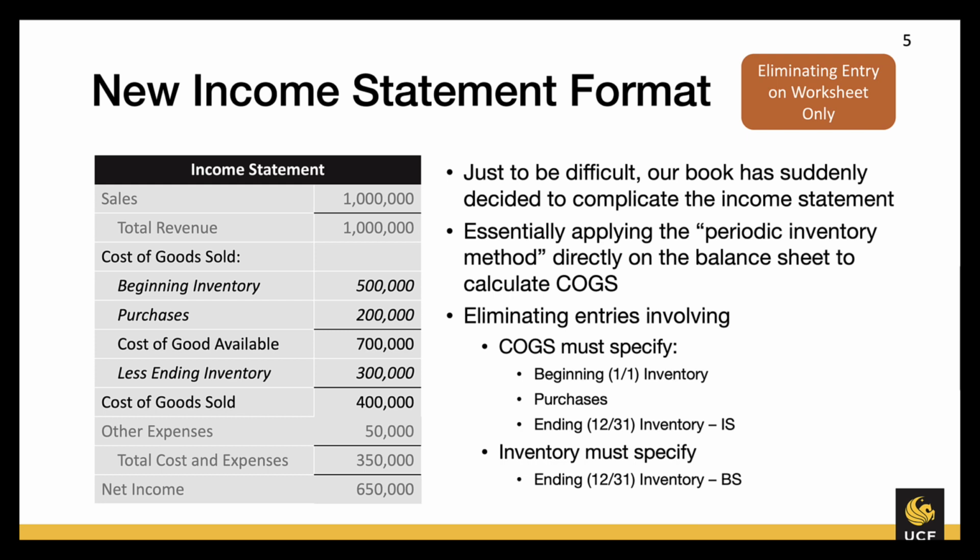So we're essentially going to do this on the face of our financial statements, which means that our eliminating entries to cost of goods sold must specify which part of this calculation we're adjusting. So our options are beginning 1/1 inventory, purchases, or ending 12/31 inventory as part of this cost of goods sold calculation. We also need to be a little bit careful because remember, we're still going to have an ending balance of inventory on our actual balance sheet, so we need to be very careful specifying where we're adjusting our ending balance of inventory.